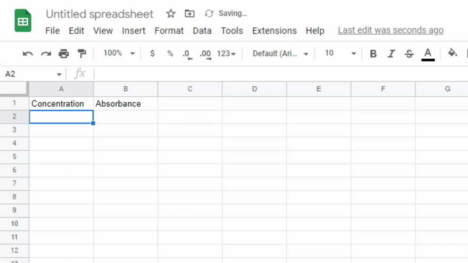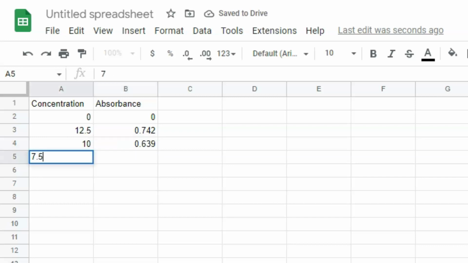Now, we didn't actually measure this in the lab, but when we did our blank, that was a concentration of 0 and the absorbance was 0. So we're going to go ahead and enter that one first, and then I'm going to enter the rest of my data. This is sample data, so you want to actually use the data that you collected during the lab.